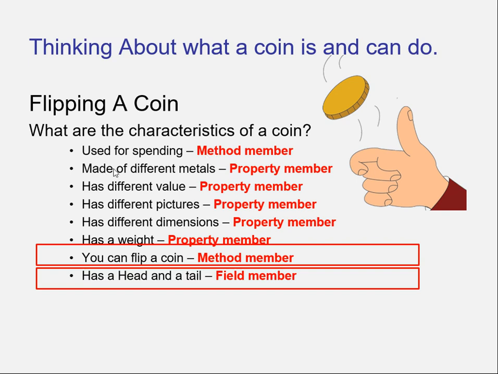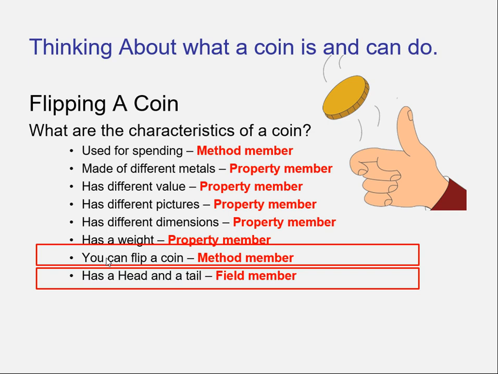Another thing we could do is test to see that the coin is made of different materials. Well, for flipping a coin, that's really not that important, but that would be like a property member of that particular coin, or it has a different value. Of course, it really doesn't matter what the value of a coin is for flipping it. Has a different picture. Again, I don't really care about the pictures, but we could store different pictures. The property of that particular coin might have a different picture. It has a different dimension, which again could be a property, or has a different weight.